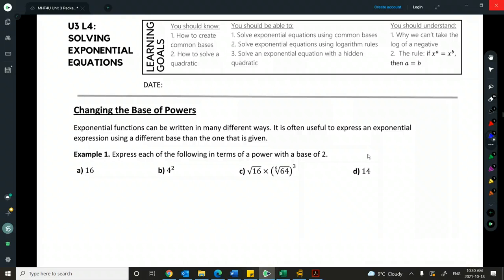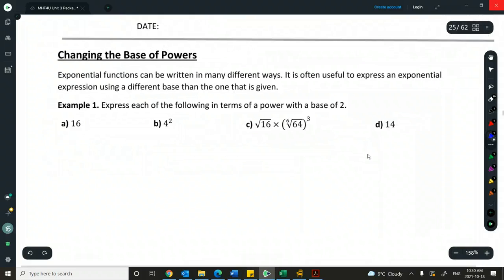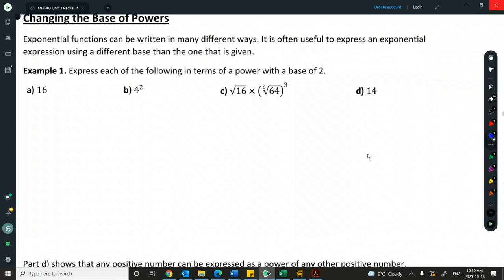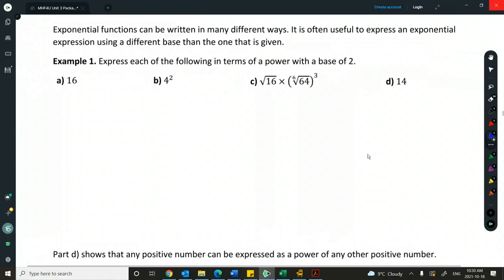Now we're going to be taking a look at solving exponential equations. So solving for x and finding answers to equations using logarithms. So firstly, exponential functions can be written in many different ways, and it's very helpful to have the skill of being able to express things with a particular base. So we're going to practice with the base of 2 here. I want to express each of these as just a single base of 2.